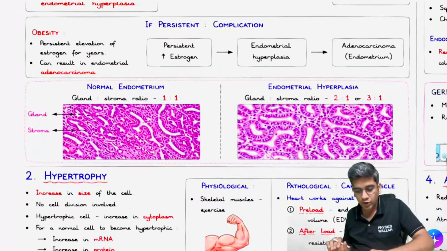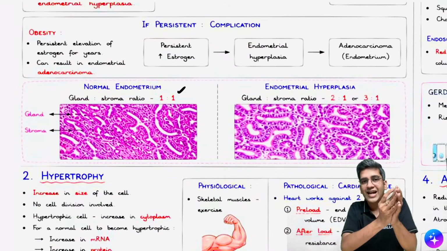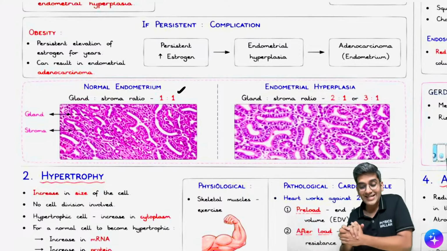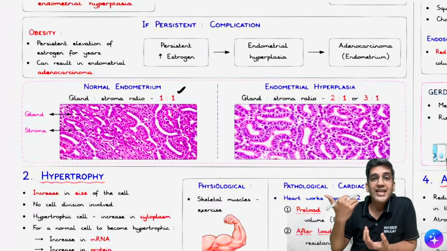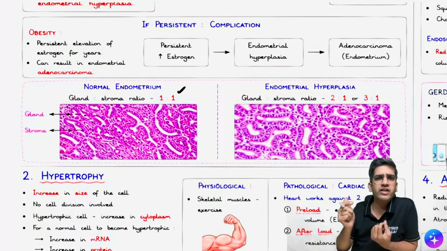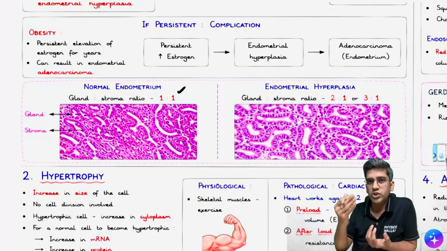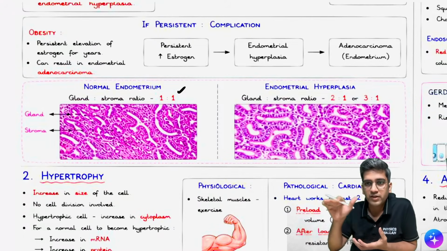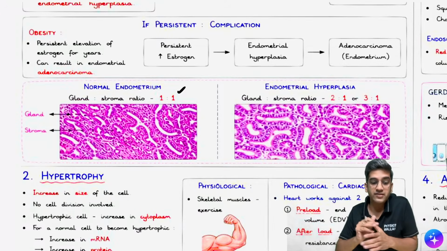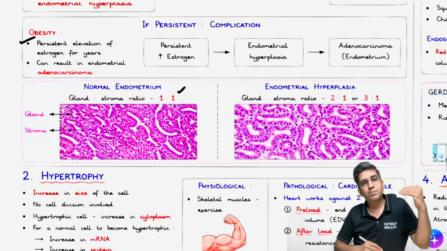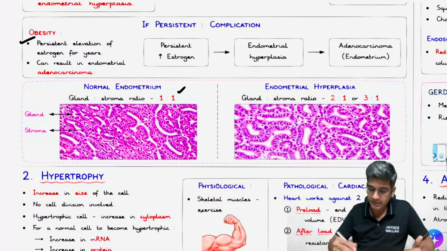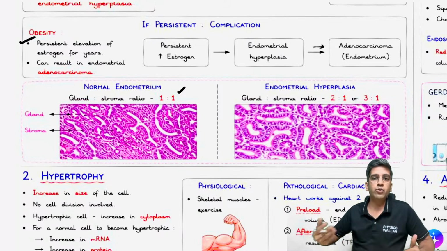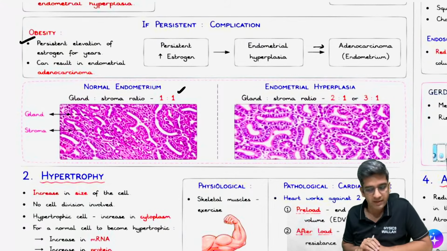A normal native endometrium will have 1 unit of gland and 1 unit of stroma. And an endometrial hyperplasia will have more units of glands and fewer units of stroma. When the gland to stroma ratio gets altered from 1:1 to 2:1 or 3:1, I'm going to term them endometrial hyperplasia. Can this become cancer, guys? Yes, obviously it can become cancer. Like I said, when it's obesity, when there's persistence, I'm not able to treat the cause. I'm not able to remove the factor. Definitely, it can progress to an endometrial adenocarcinoma by default, right?